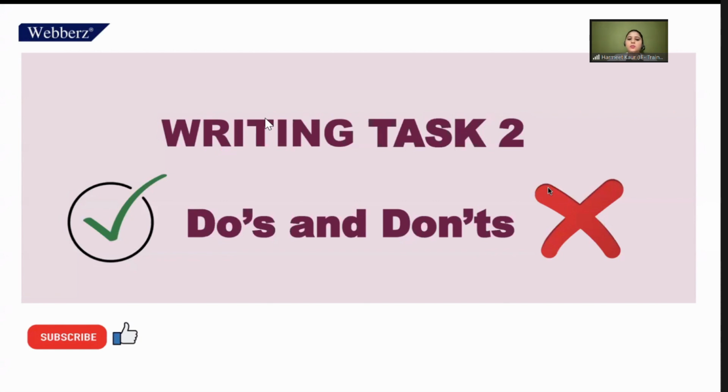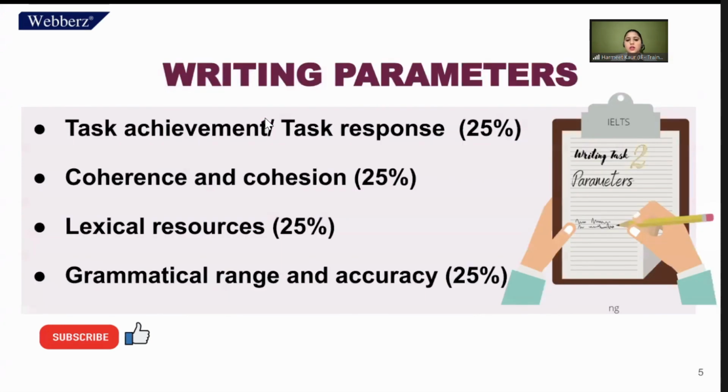So it is going to be the do's and don'ts of writing task 2. We all know that, be it an academic or a General Training student, we are sometimes stuck in writing task 2 because they are very stringent in this task. So let's just start with this. First we will have a quick overview of the writing parameters, because after knowing the writing structure, you should know the parameters of writing checkup, that is, how your writing would be checked by the examiner, right? So there are four parameters.